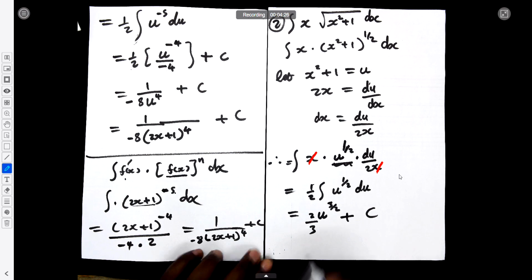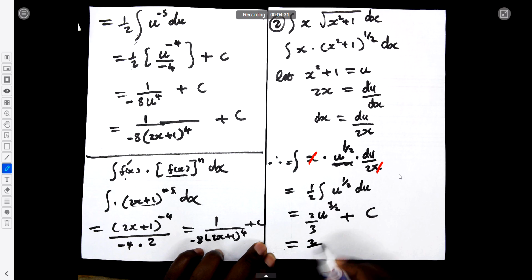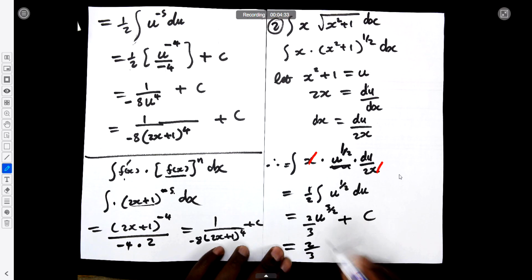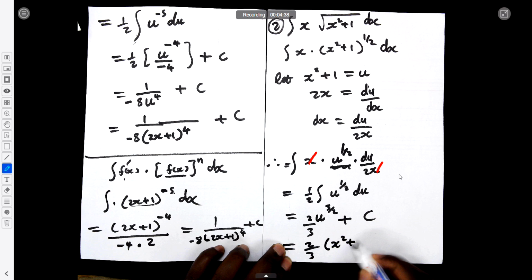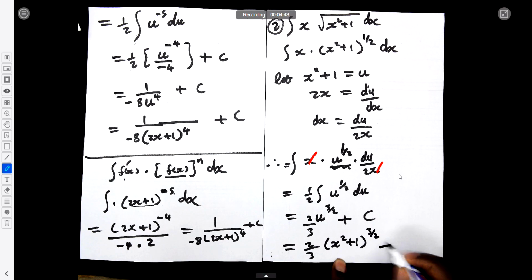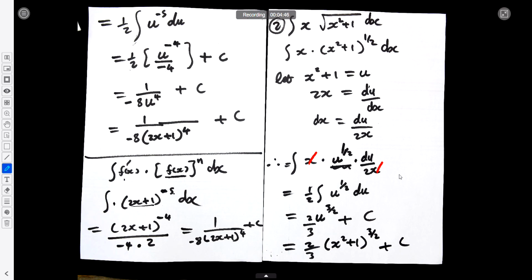Therefore, please substitute back the value of u. We said u is x squared plus 1, all to the power of 3 over 2. Therefore, plus the constant. If you want, you can leave your answer in surd form, and say square root of x squared plus 1, all to the power of 3. That's how we do the integration.